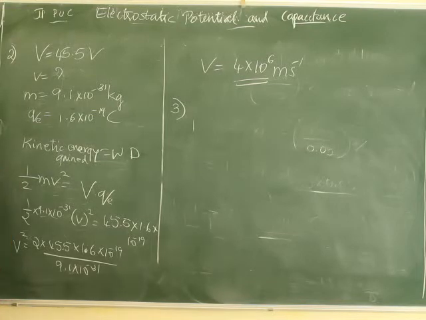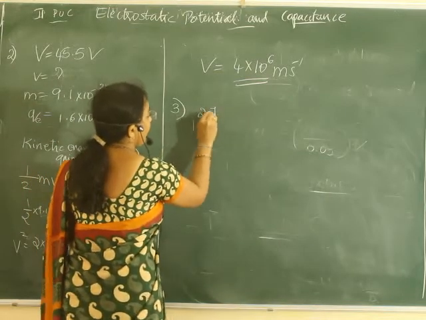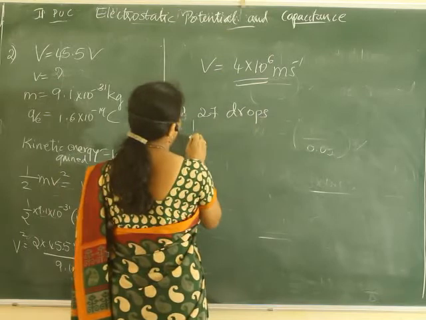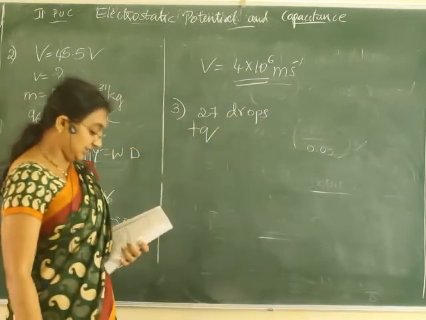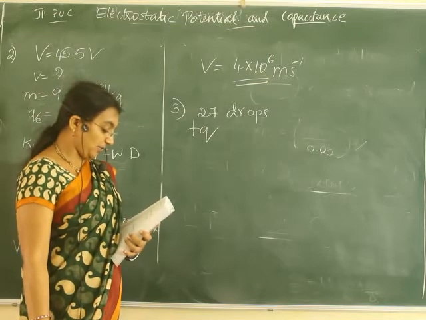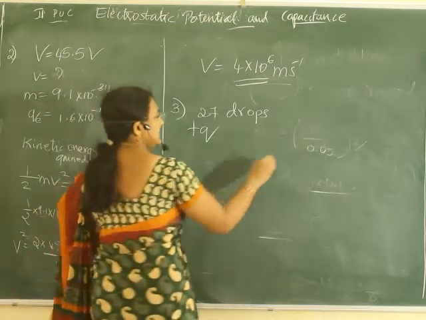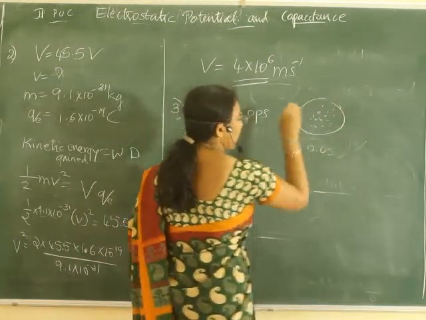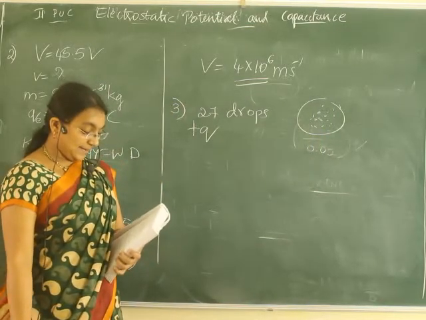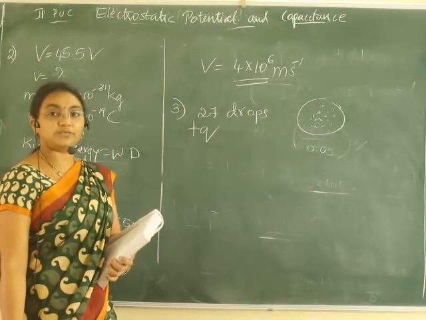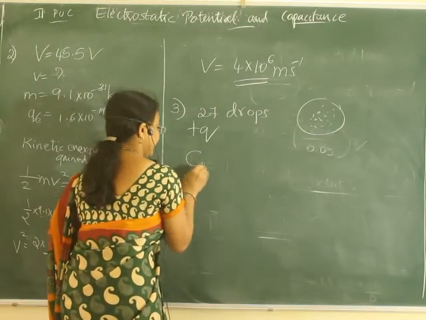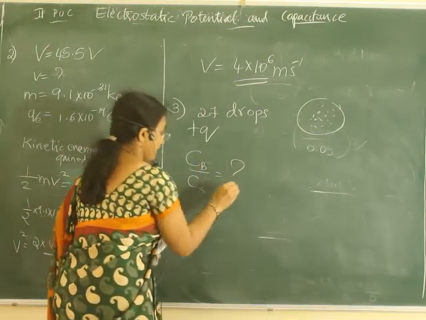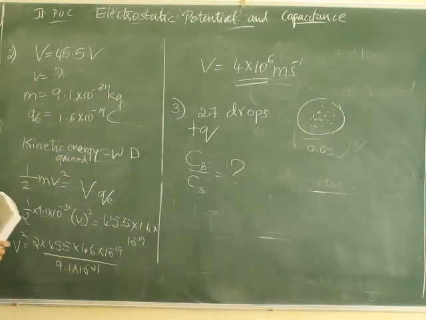27 drops of water having the charge plus Q are joined to form a single big drop. Okay, 27 small drops are combined to form a big drop. Compare the capacitance of the bigger drop to that of the smaller drop. You have to compare the capacitance.